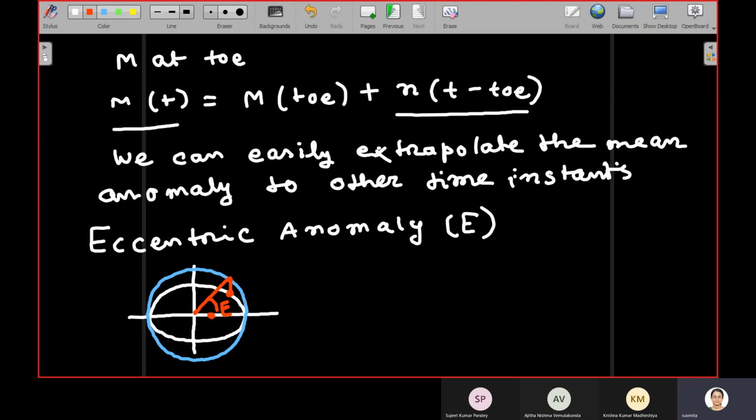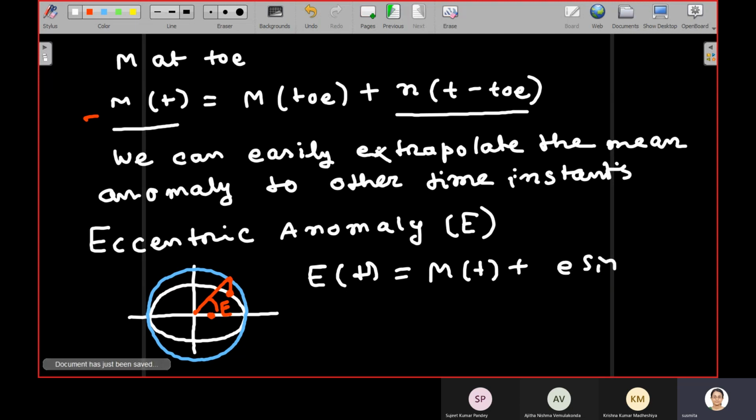Now we have the extrapolated mean anomaly. Our next task is to find the eccentric anomaly at t. Eccentric anomaly at t is given by this formula. We know the extrapolated mean anomaly, but we need to solve this equation iteratively to find the eccentric anomaly. Fortunately, for a near circular orbit, with 2-3 iterations we can find the eccentric anomaly.